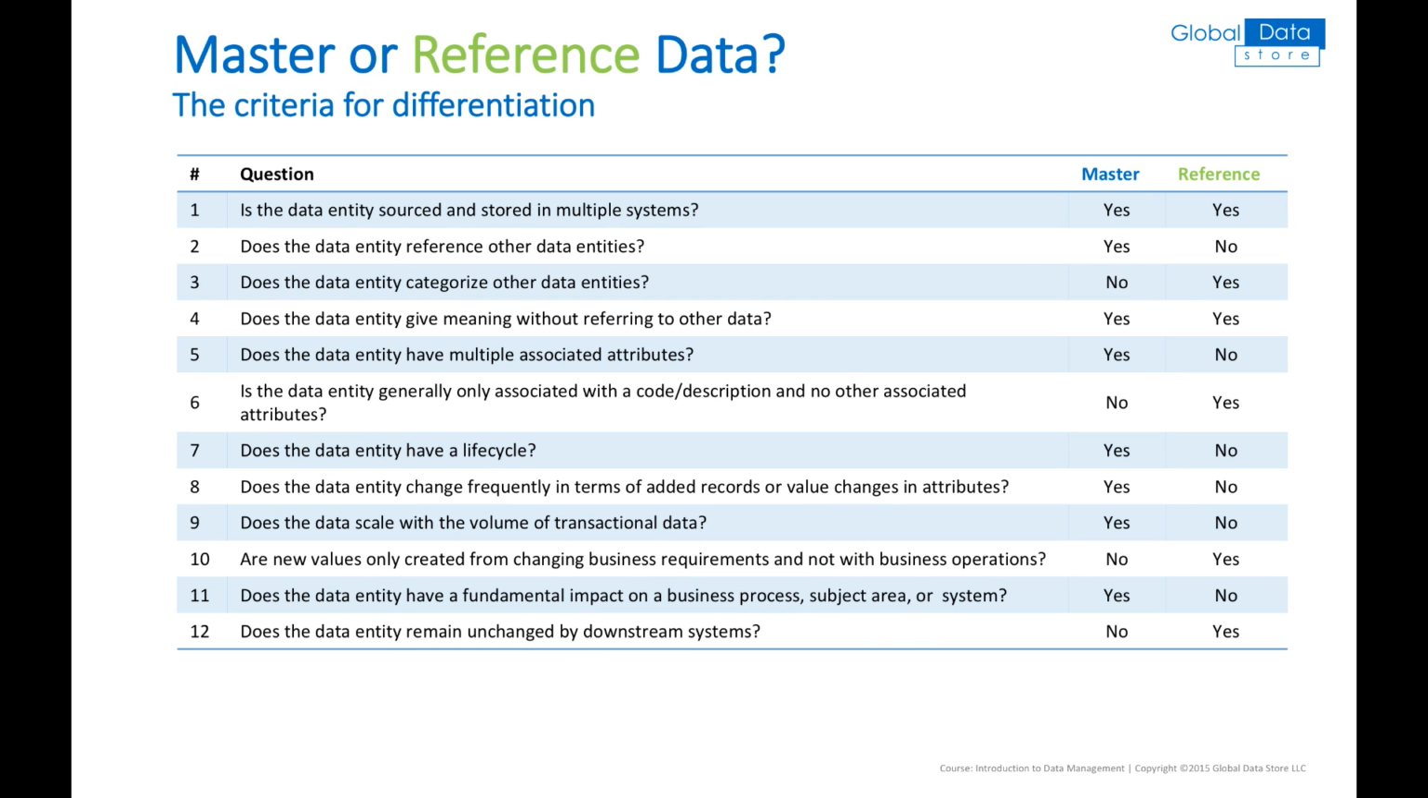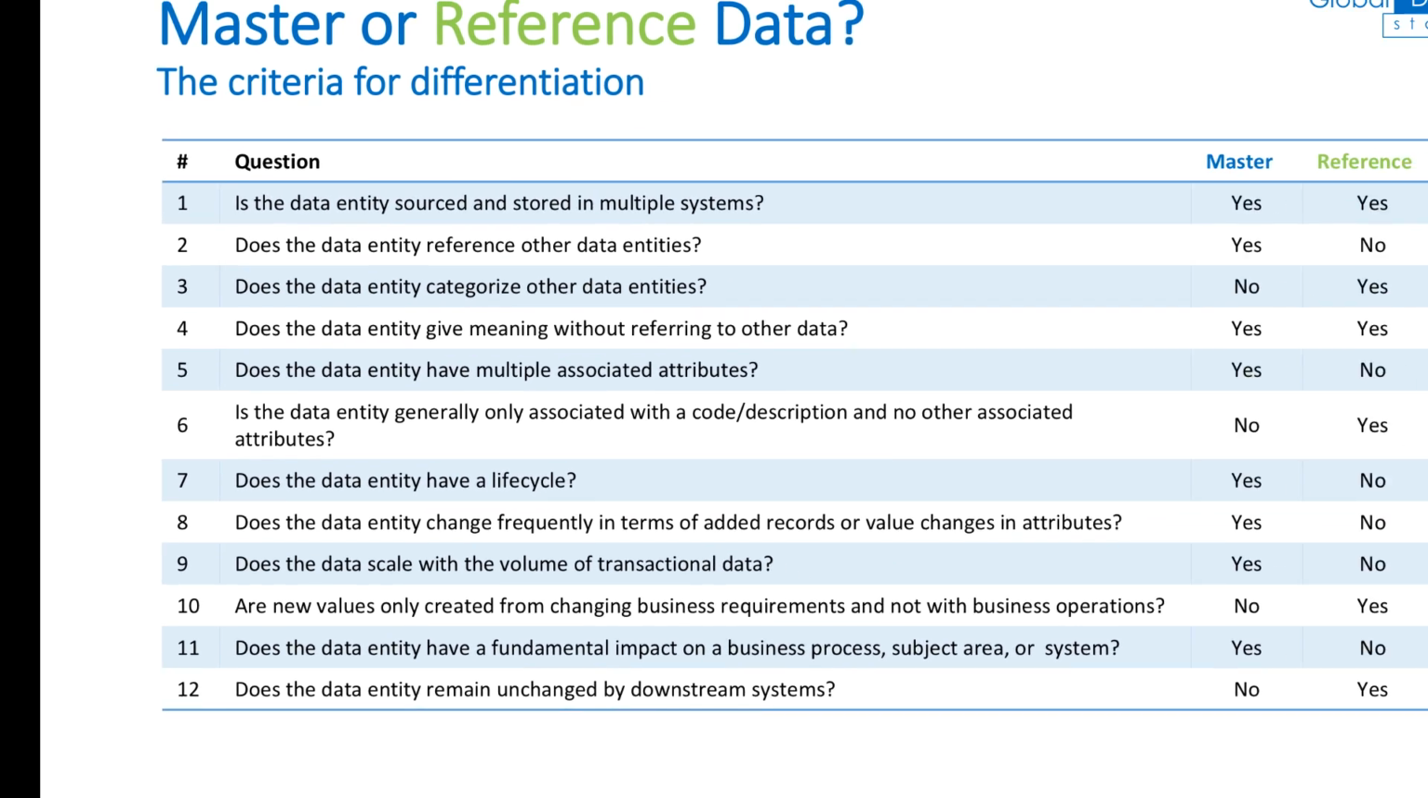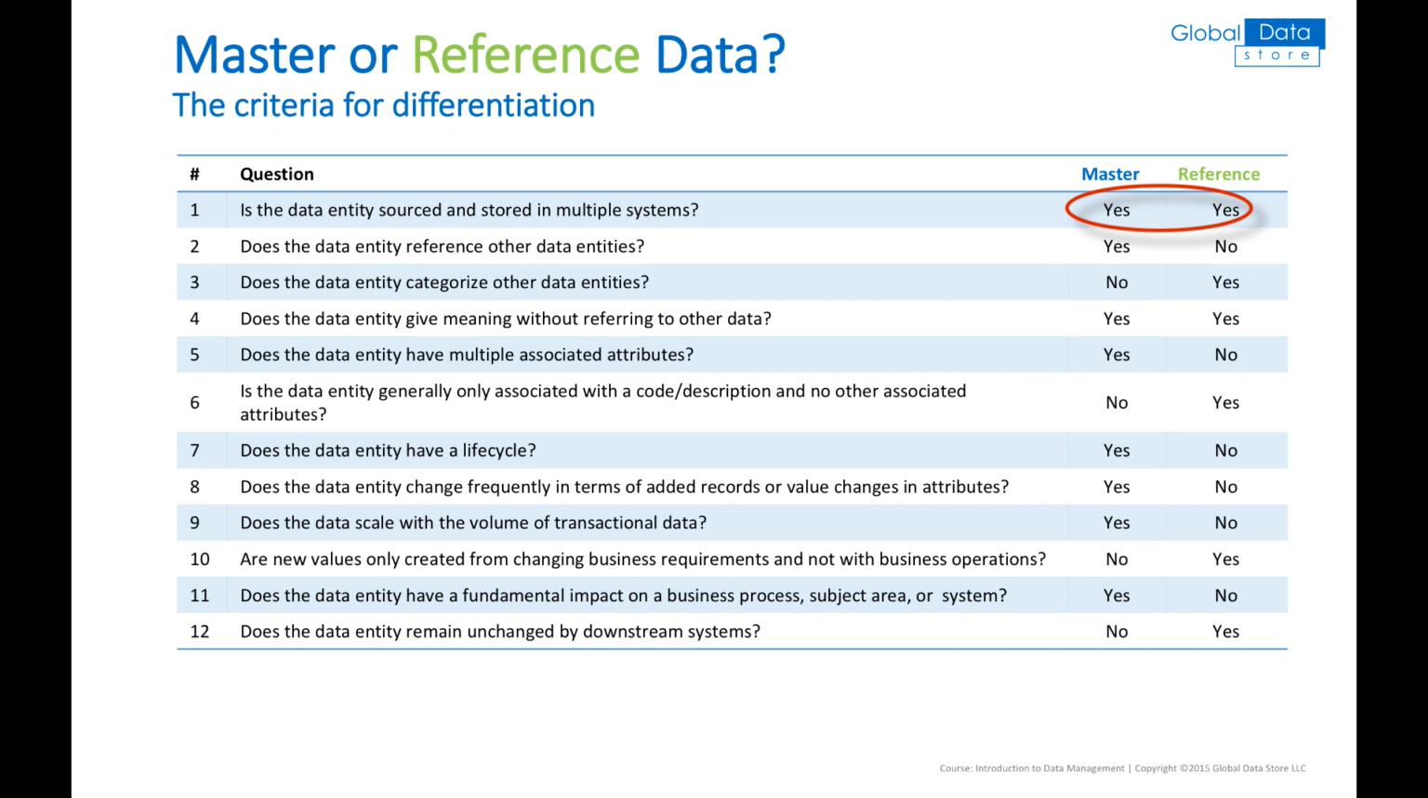Let's discuss further the difference between master and reference data. Here is the set of questions that can help to determine whether some data belongs to master or reference data category. For instance, if we look at item 1, the question is the data entity sourced and stored in multiple systems? Both master and reference data represent shared data across the organization, so if answer is yes, then data entity is a candidate to be classified as reference and master data.